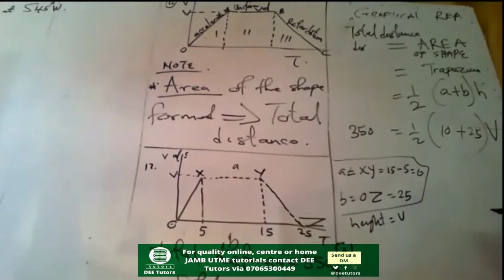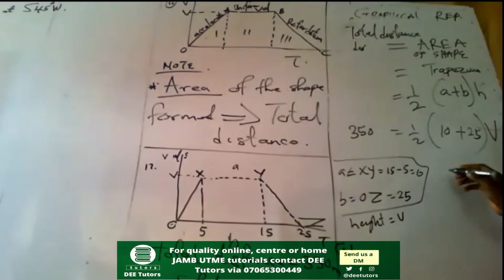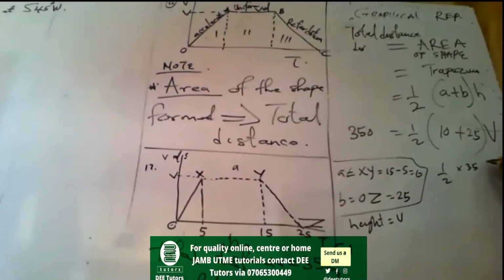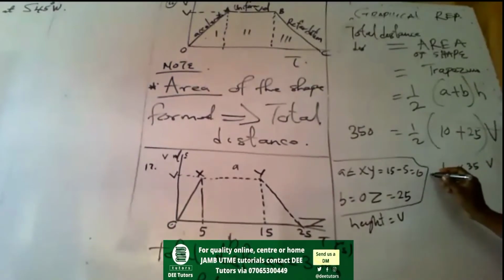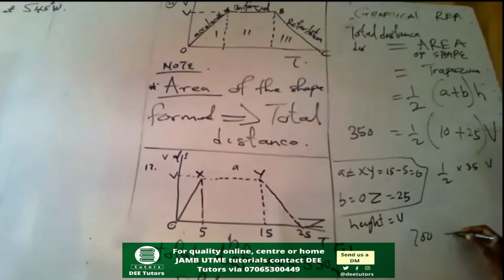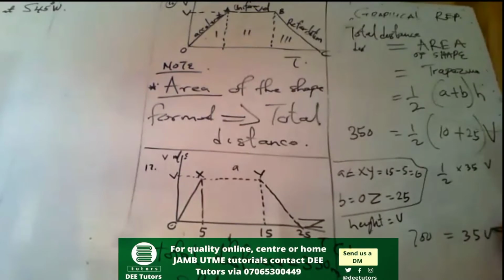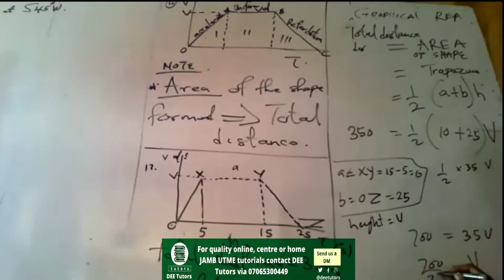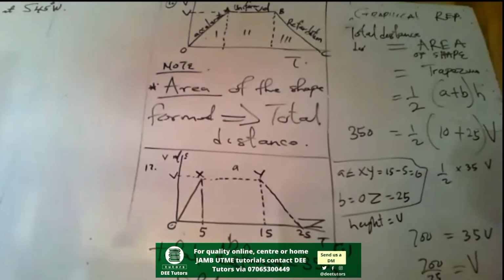So solving this quickly, what's your answer? I have half of 35 V is equal to 350. So that's 700 equals 35 V. So my V is what? 20. Okay, V is equal to 20.